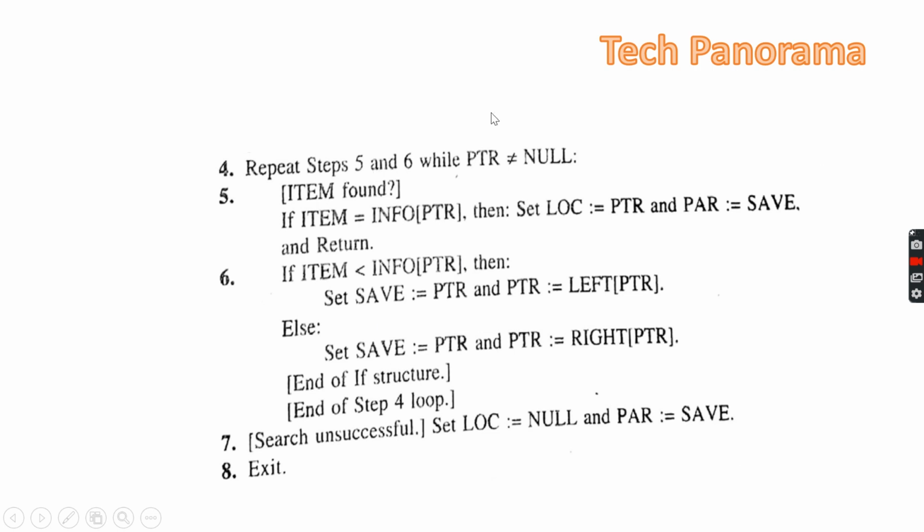When the PTR is equal to null, then we will set location equal to null and parent equal to save, and finally we will exit from the procedure.